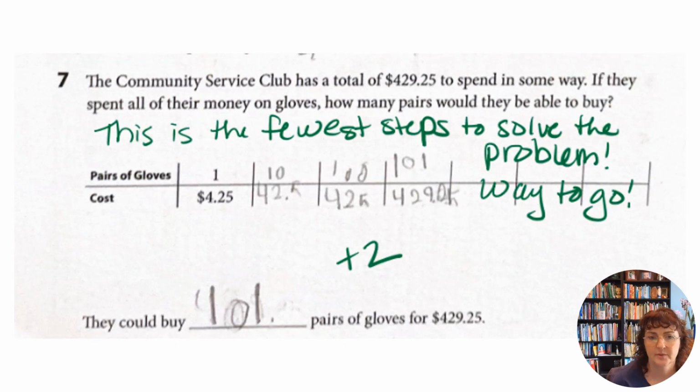Here, I needed to provide specific feedback why she did a good job there. So in this case, she did this really quickly with just 3 moves on the ratio table. So the feedback I provided to her was, this is the fewest steps to solve the problem, way to go. So I didn't just say way to go or good job. I explained what it was that she did well.